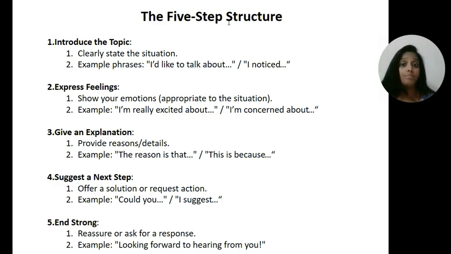You need to stay specific, avoid vague statements like "it's good for us." So the next one is suggest a next step. So here you need to offer a solution or ask a question or request a specific action. This shows you are proactive and clear in communication. So you can use phrases like "I suggest," "could you," "as a result," "I think we should." So all these phrases you can use when you're suggesting the next steps.